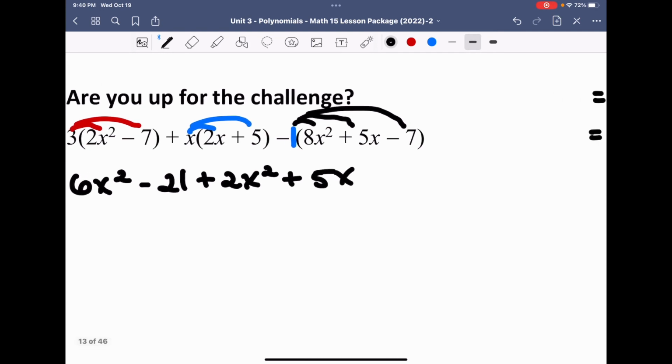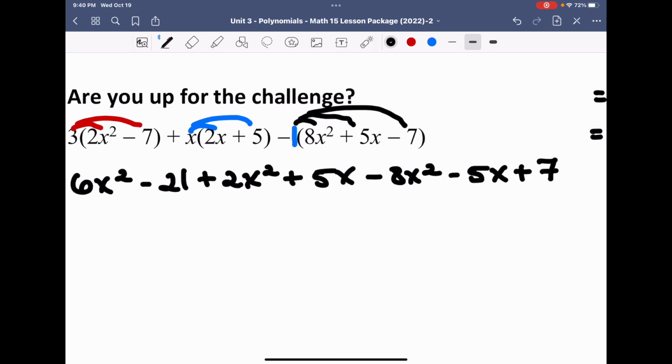And now I can distribute the -1 through. So when I distribute my -1 through, it becomes -8x squared. The -1 times the 5x becomes a -5x. And finally, -1 times the -7 is +7.